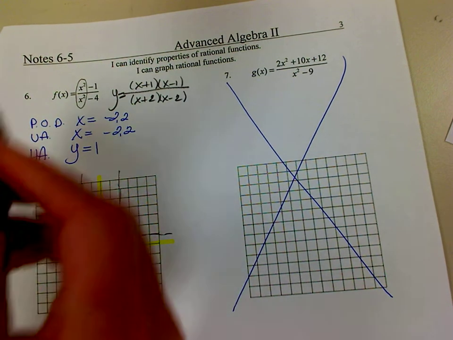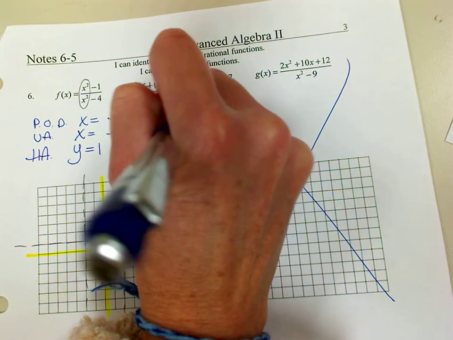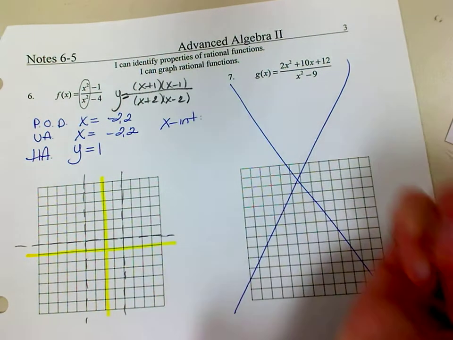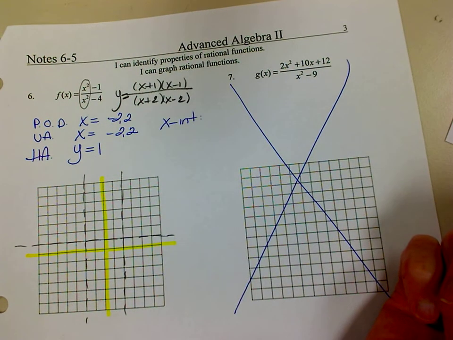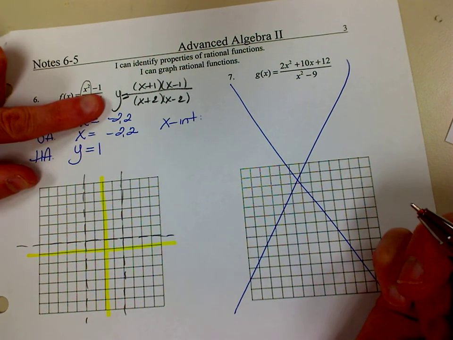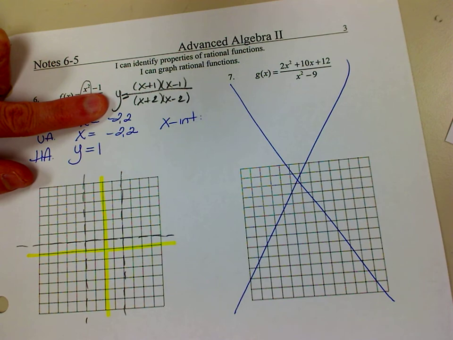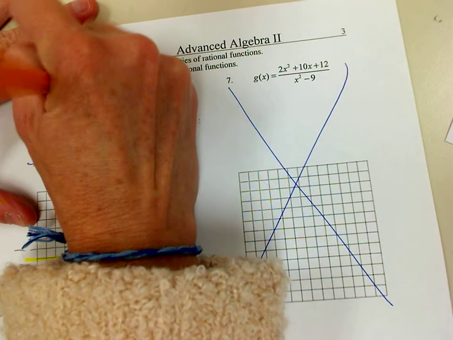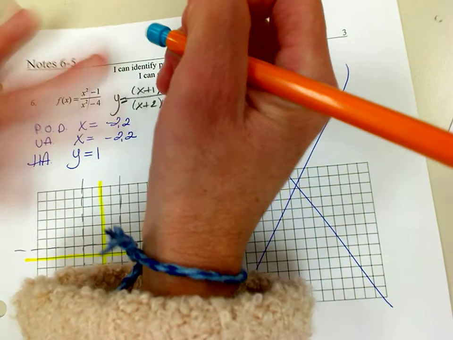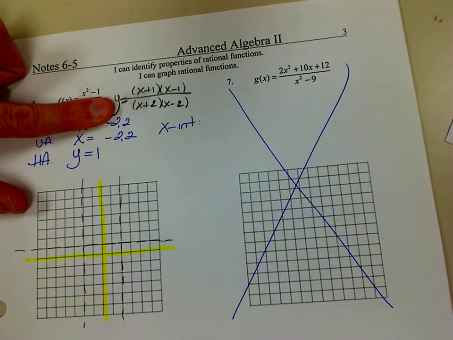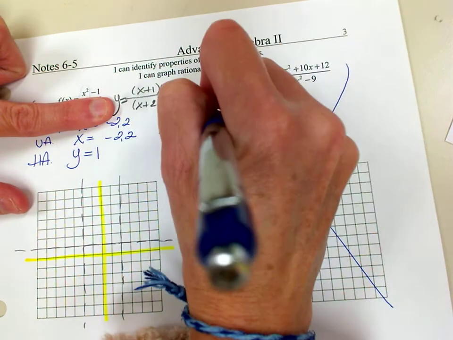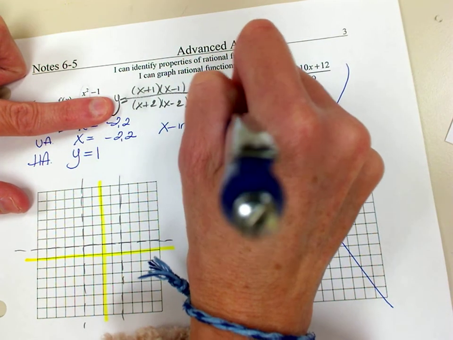Okay, and I'm going to find the x-intercept. To find the x-intercept, I'm going to put 0 in for the numerator. It might be easier to use this unfactored one. If I put 0 into the numerator, I'm going to get 0 squared minus 1, which is negative 1. So the x-intercept is negative 1, 0.